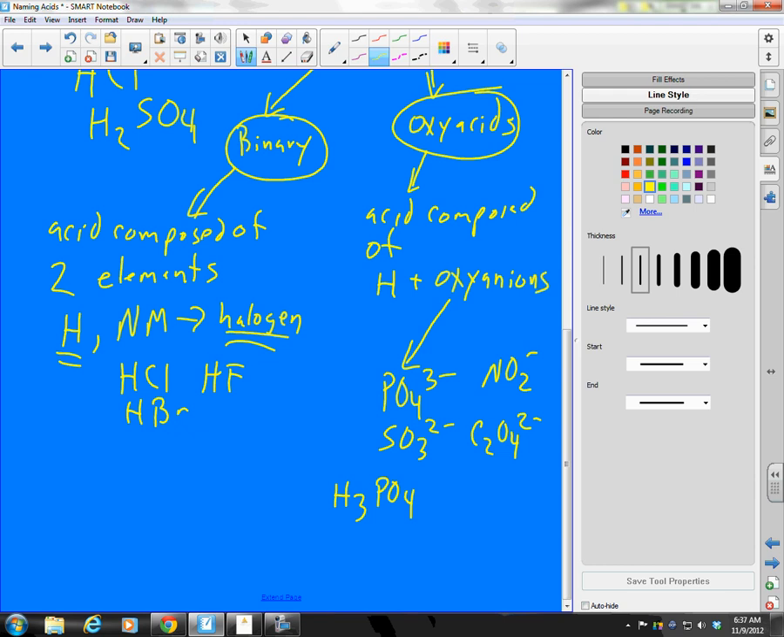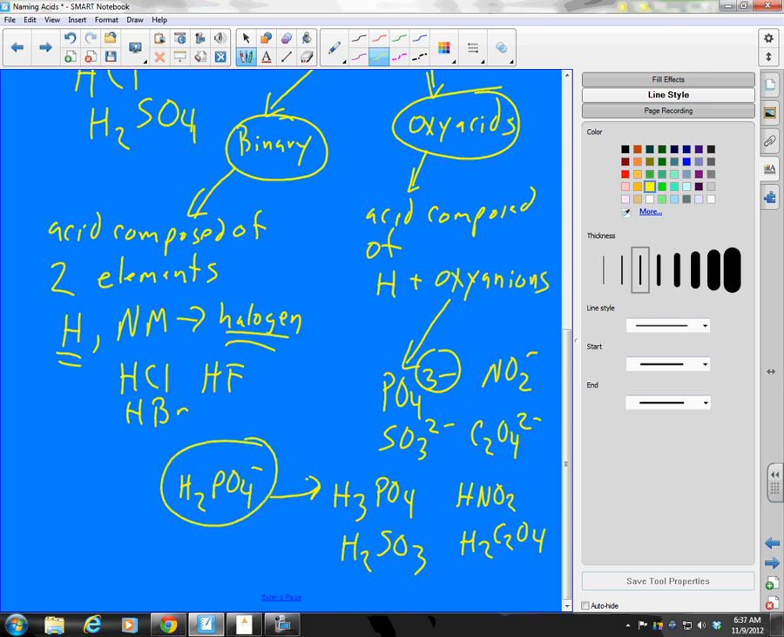And notice we need as many hydrogens as you have a negative charge. So if I have a 3 negative charge, then I have H3PO4, H2SO3, HNO2, H2C2O4. Now this thing actually does have other forms. H2PO4 minus, that is also an acid. We won't get into this one yet, but that is an acid. We'll focus on our acids, which are not ions, but complete molecules. Okay, so those are the two types.